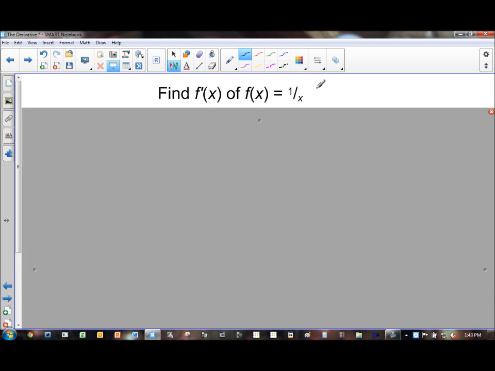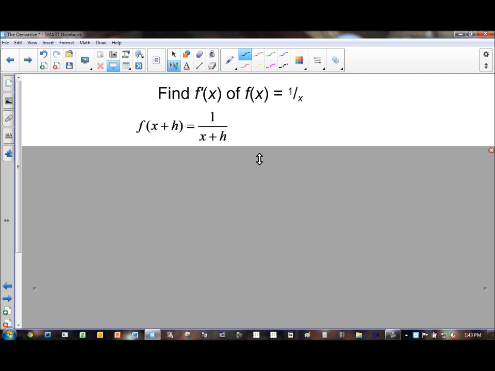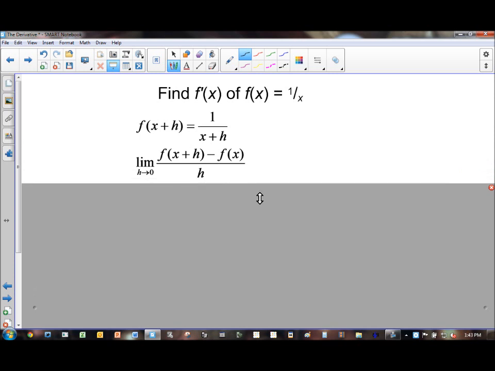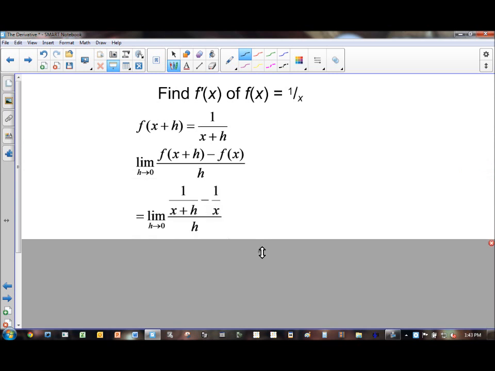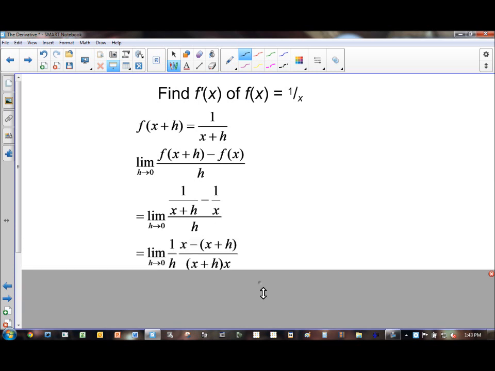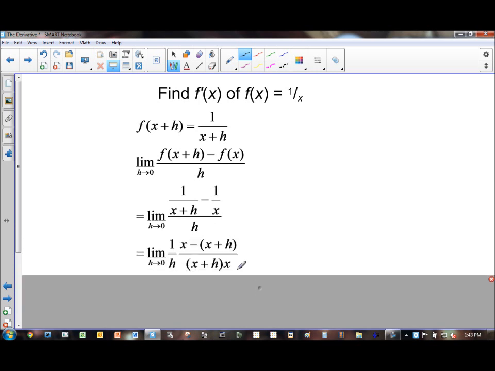Now let's do 1 over x, which is the function that we did before, but we were looking at specific values of x. All right? So again, I figure out f of x plus h first. That's 1 over x plus h. And f of x is just 1 over x. So I plug those in. Okay? 1 over x plus h goes here, and 1 over x goes here. h stays as h.